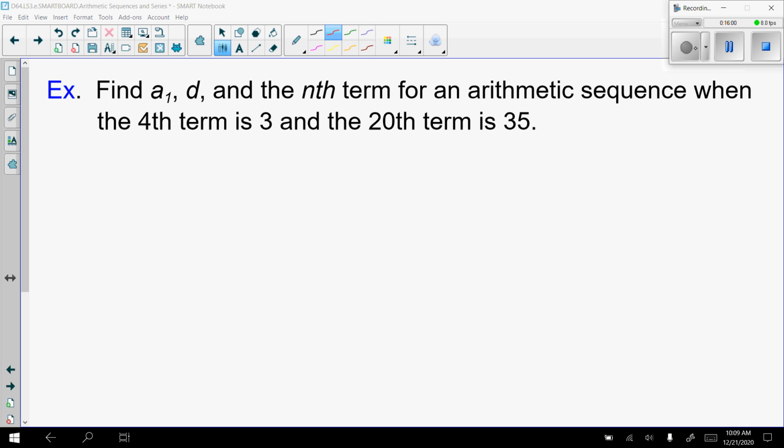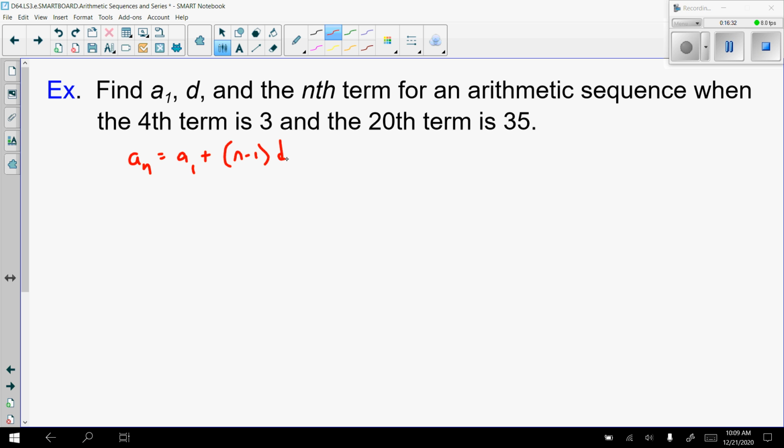Example: find a sub 1, d, and the nth term for an arithmetic sequence when the fourth term is 3 and the 20th term is 35. Since we are not locating the sum here, we do not need to worry about the formula for sum, which means we need to use the formula for the nth term of an arithmetic sequence. So I will first write down that formula, which is a sub n equals a sub 1 plus, in parentheses, n minus 1 times d.